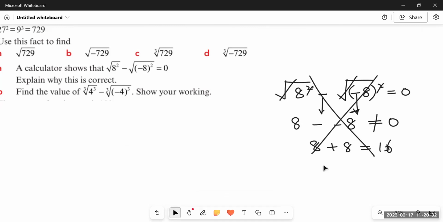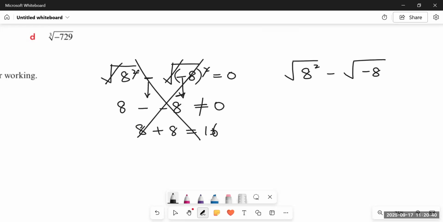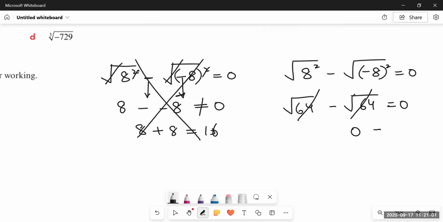So this is not the correct working. Let me show you how you have to solve it. If we have the square root of 8 square minus the square root of minus 8 square is equals to 0. So the square of 8 is 64 and the square of minus 8 is also 64. So here comes a positive under root 64 and a negative under root 64. They are inverse of each other, so it gives us a 0.